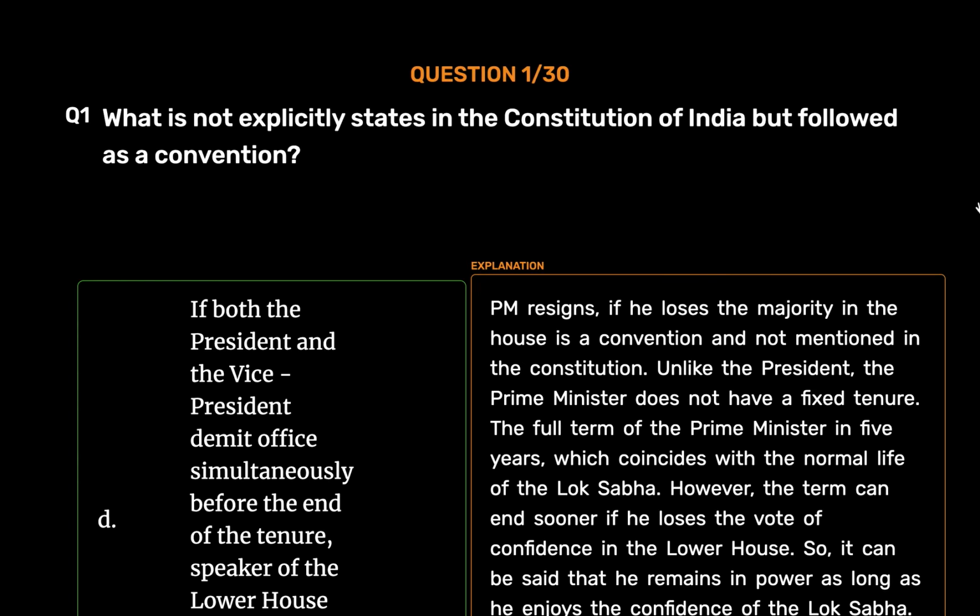So, it can be said that he remains in power as long as he enjoys the confidence of the Lok Sabha. The Prime Minister can also resign by writing to the President. There are no term limits on the office of the Prime Minister.